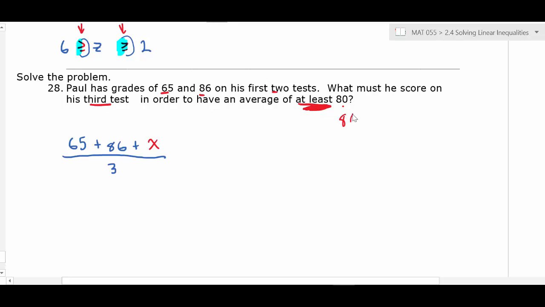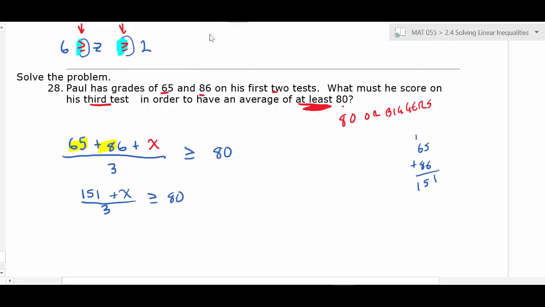Okay, now you've got at least. At least means 80 or bigger. So that is going to translate to a greater than or equal to. It can be 80, so it can be equal to 80, or it can be bigger. So that would be the inequality that would solve this problem. So what you'd want to do, first of all, is combine these 2 like terms. So you would want to do 65 plus 86. So that adds up to 151. So we have 151 plus x, all divided by 3, greater than or equal to 80.